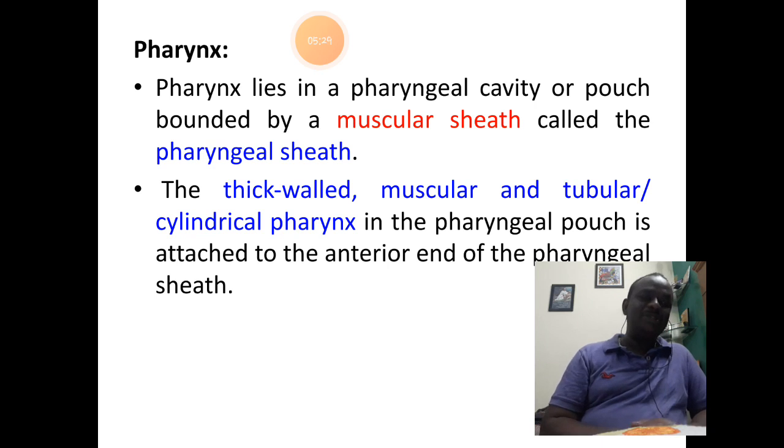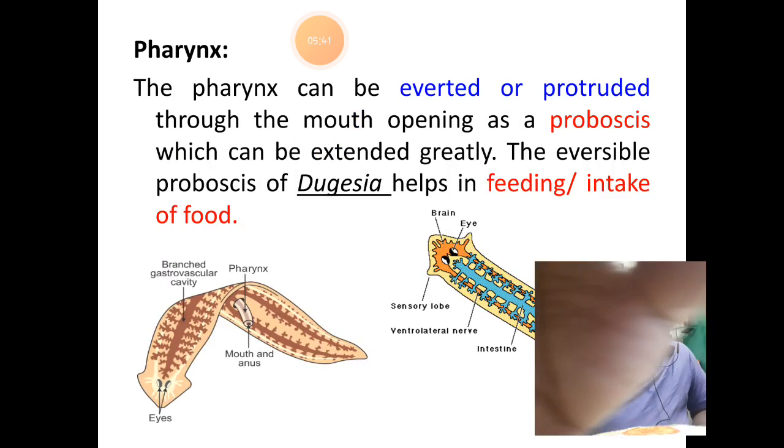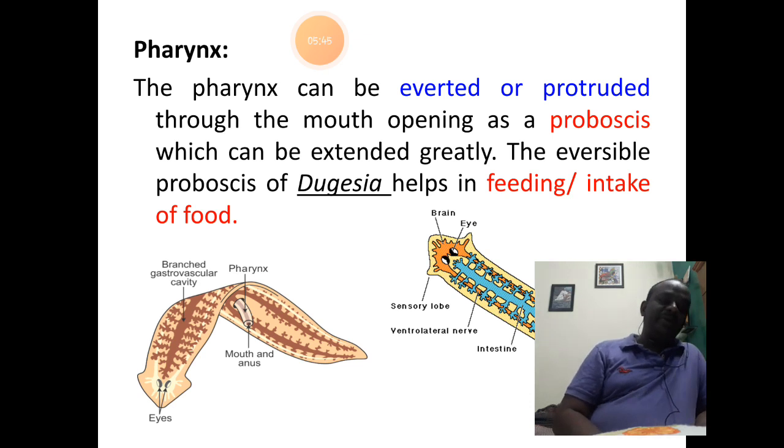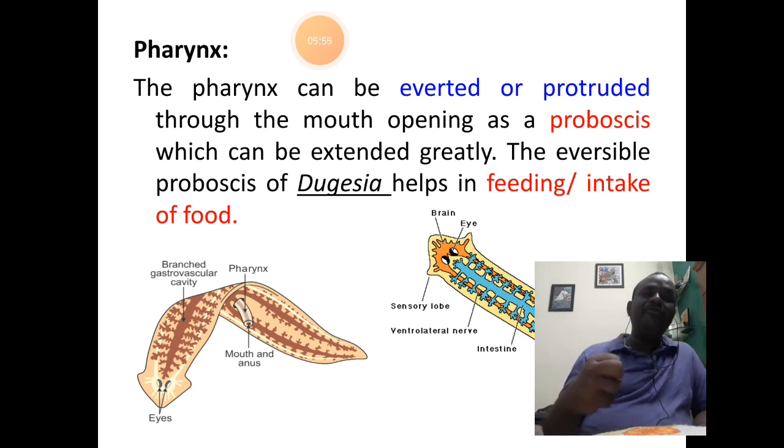Pharynx, as we know, is a tubular or cylindrical tube which is thick-walled and highly muscular in nature, and it is attached to the pharyngeal sheath directly. Pharynx is very special here in case of Planaria because it acts as the organ of feeding. Even though the mouth is present, the actual process of intake of food is taken care of by the structure of the pharynx.